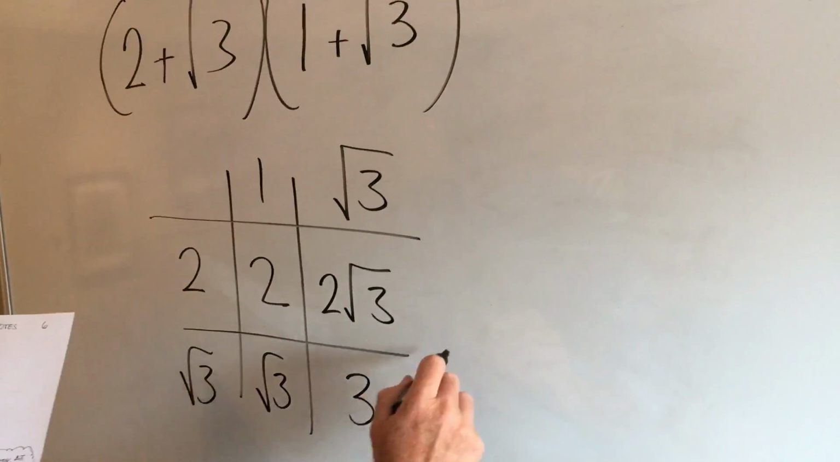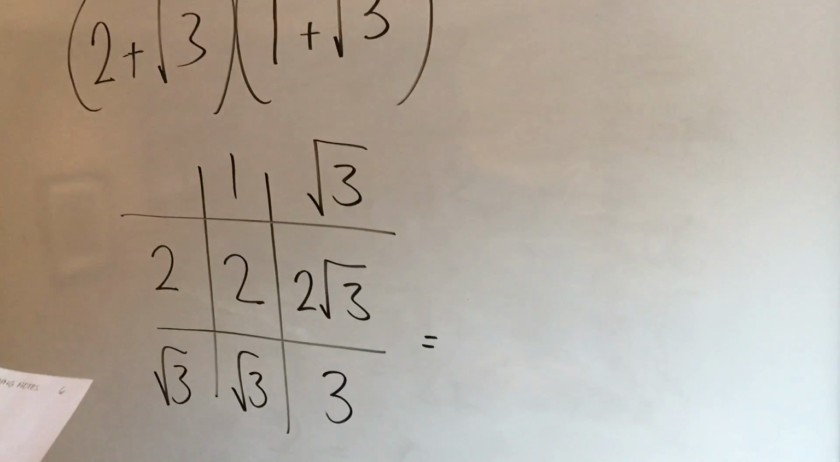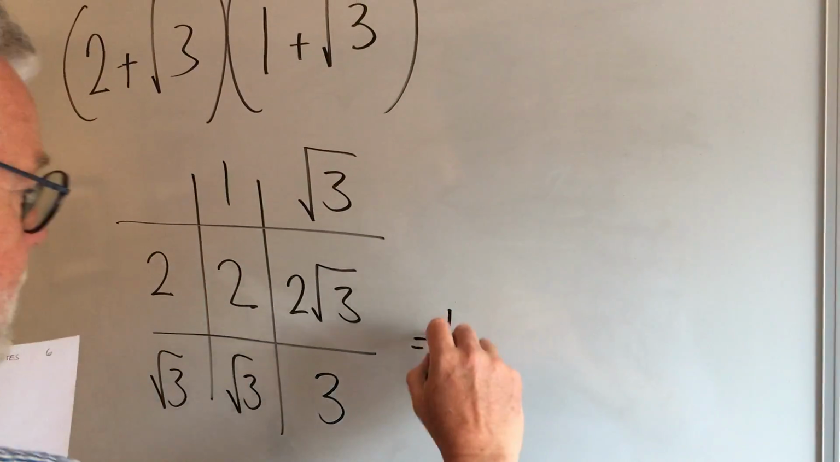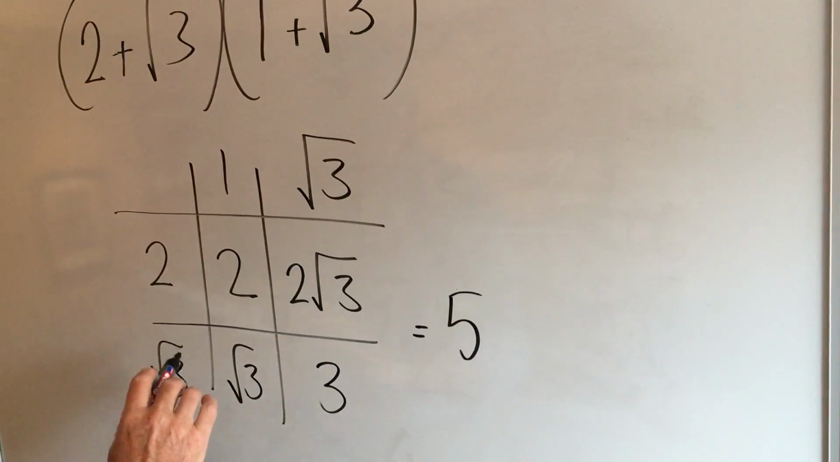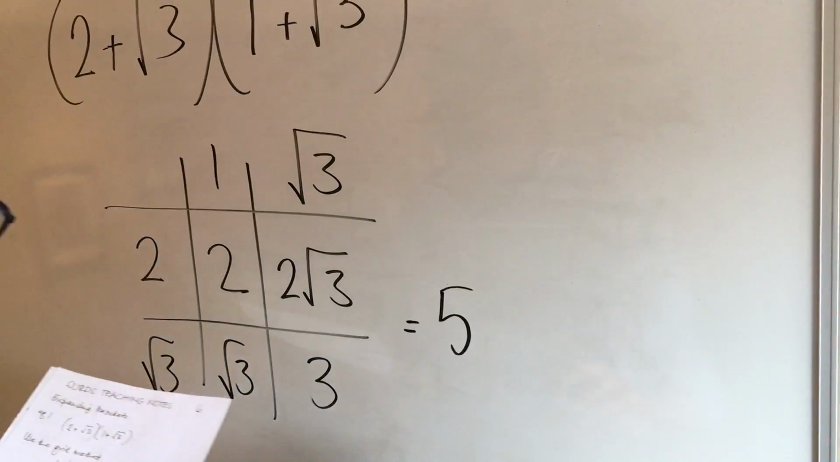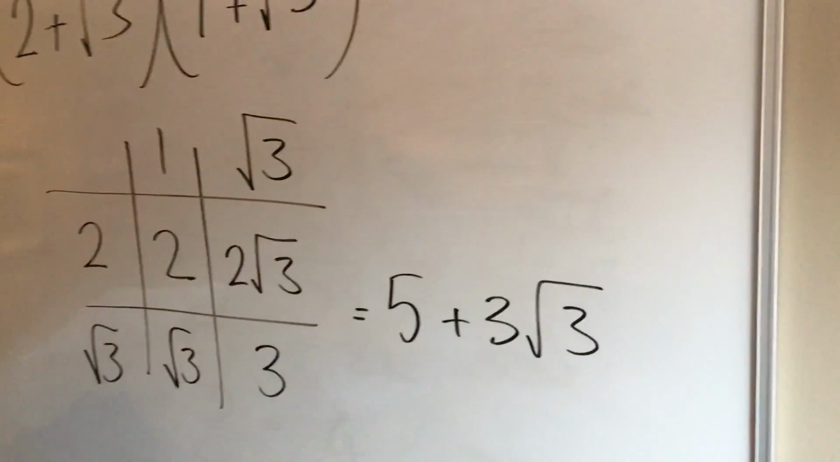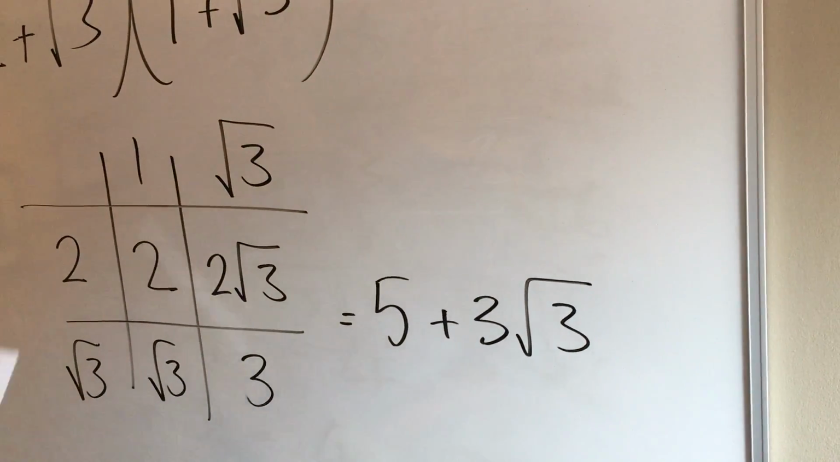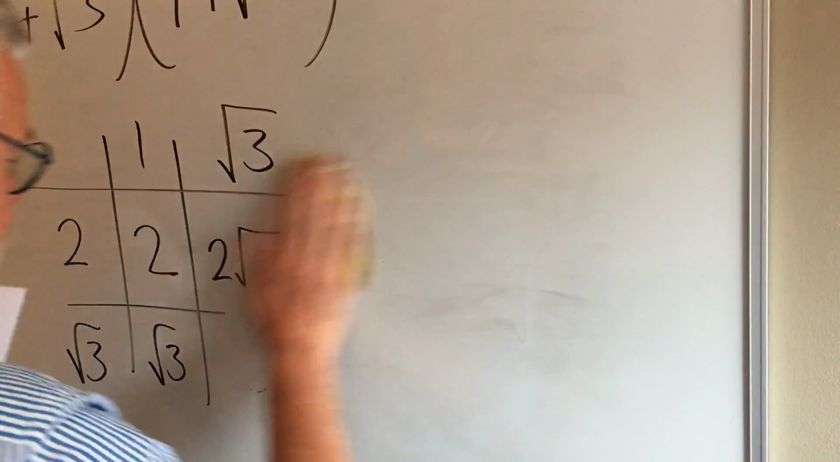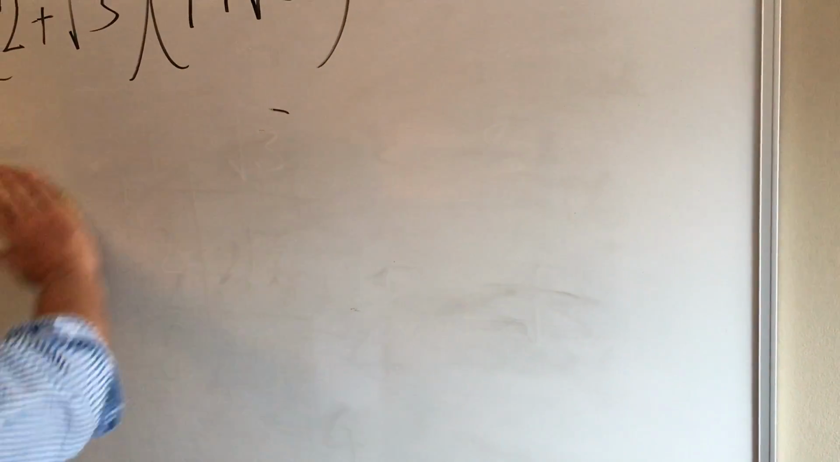And then we just collect like terms and we get our answer. So we've got 3 add 2 is 5, and we've got 1 root 3 add 2 root 3, so we end up with 3 root 3. Okay, so that's our first example. Now it does get a bit trickier. Let's have a look at another one.